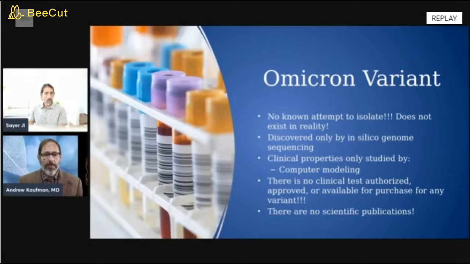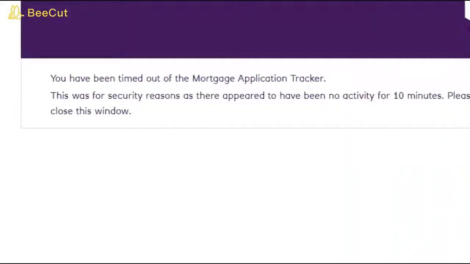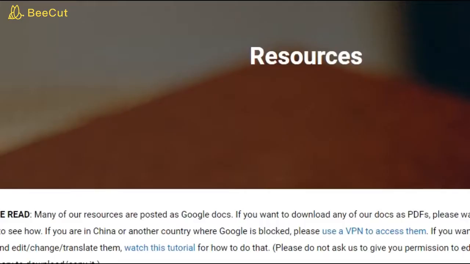The clinical properties, in this case, they didn't even create a pseudovirus and do those lab experiments. It was only computer modeling. And it was based on converting the negative PCR test, right, that had 2 out of 3 primers positive to now positive, creating cases out of nothing, right? And that's why it got classified a variant of concern. But there's no clinical test that's been authorized, approved, or available. In fact, it hasn't even been developed, not for Omicron, but for any variant.